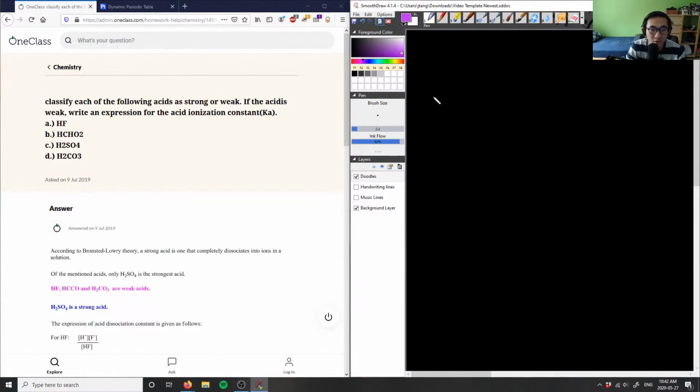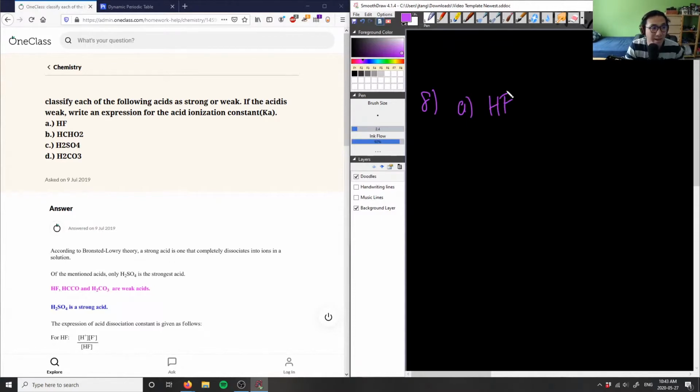Classify each of the following acids as strong or weak. If the acid is weak, write an acid ionization constant. Okay, so I have A, which is HF here. Let me write down the acids one by one.